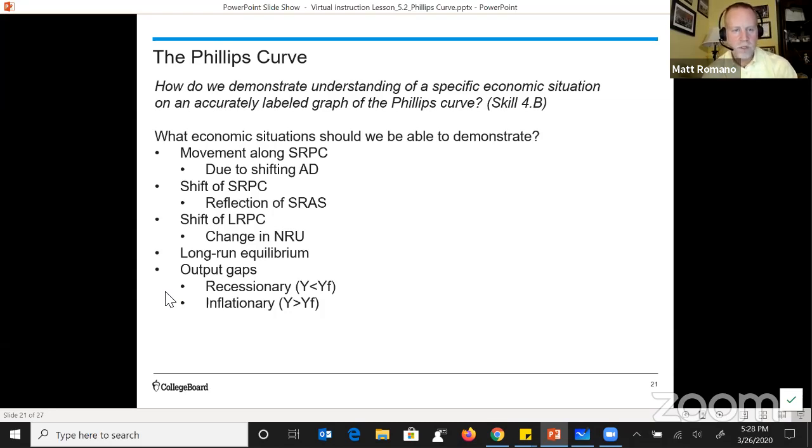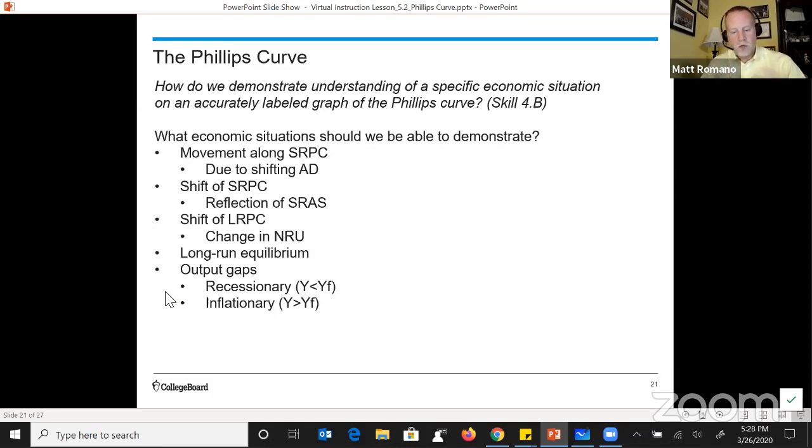That's skill 4.B. Well, before we do that, I want to consider what situations should we be able to demonstrate with a Phillips curve. The first three of these we just did. I'm not going to repeat myself. I want to make sure we understand what these are, but we just talked about these. One is that we should be able to show movement along the short run Phillips curve. That's going to occur, like we just said, because of a shift of aggregate demand.